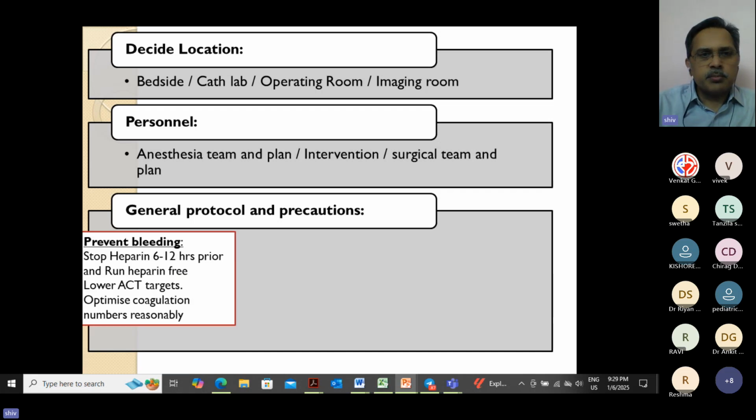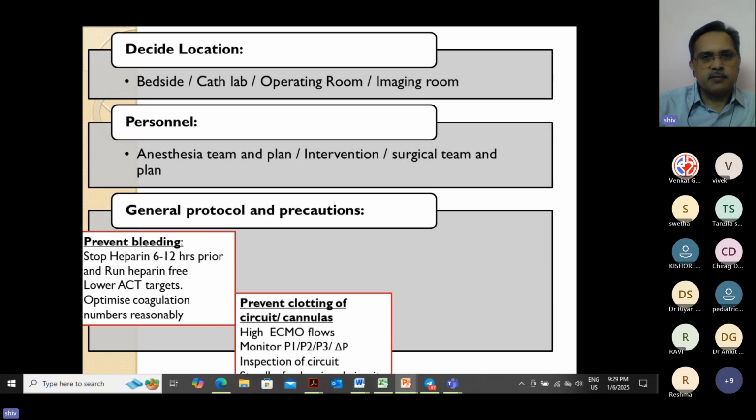The general protocol and precautions need to be followed. The first and foremost thing that we are worried about is bleeding. So we need to take measures to prevent bleeding. If it is a major procedure, it is good to stop heparin for a sufficient amount of time. And the ECMO can be run heparin free with all the new circuits that are available. We aim for lower ACT targets in these situations to reduce the risk of bleeding, and optimize coagulation numbers reasonably before starting the procedure itself.